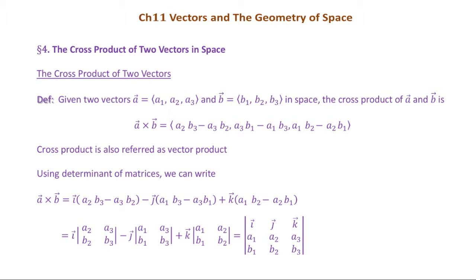So at the end, to compute the cross product of 2 vectors, you just evaluate the determinant of this 3 by 3 matrix, where the first row will be the unit vectors I, J, and K. The second row will be the components of the first vector A, and the third row will be the 3 components of the second vector B in the cross product. All right.